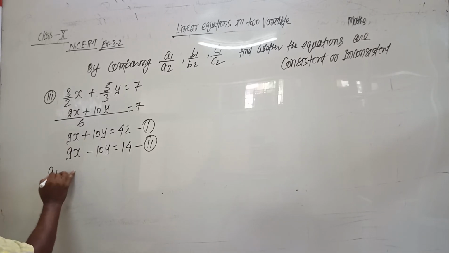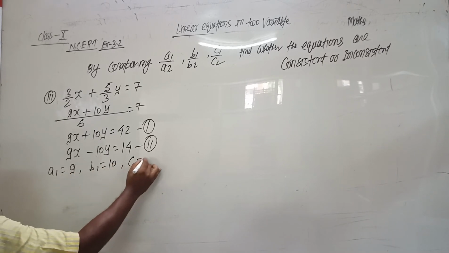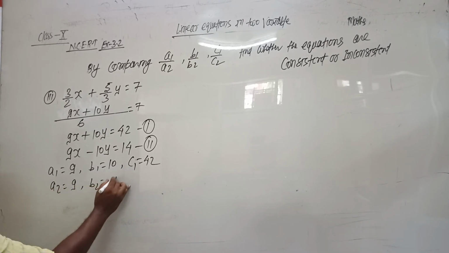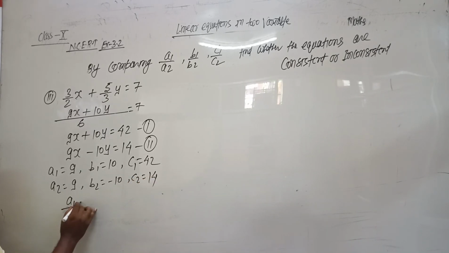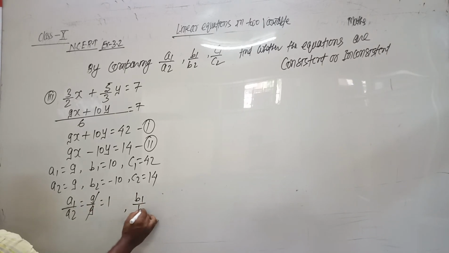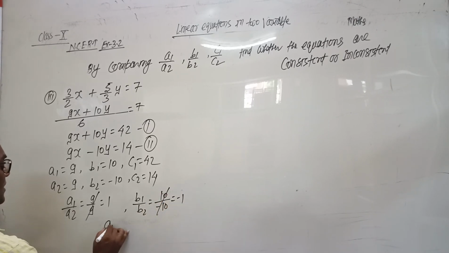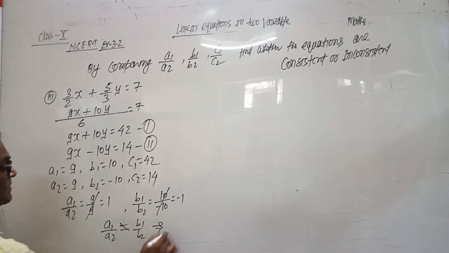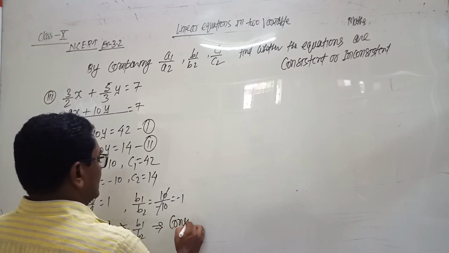So the value of a1 is 9, b1 is 10, c1 is 42, a2 is 9, b2 is minus 10 and c2 is 14. So a1 by a2, 9 by 9, gives 1. The value of b1 by b2, 10 by minus 10, is minus 1. So a1 by a2 is not equal to b1 by b2. This implies that the equations are consistent.